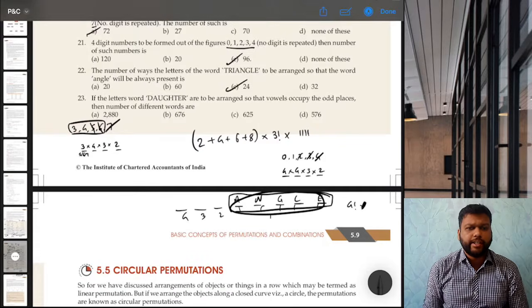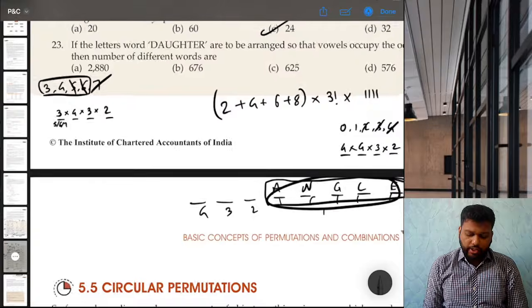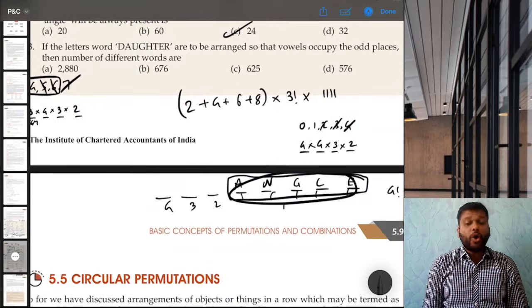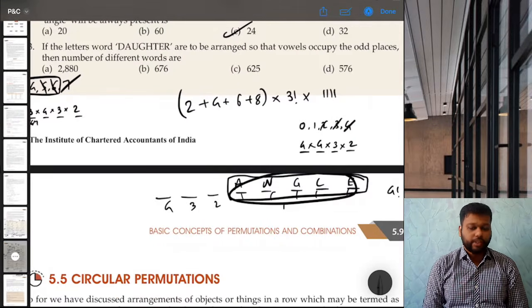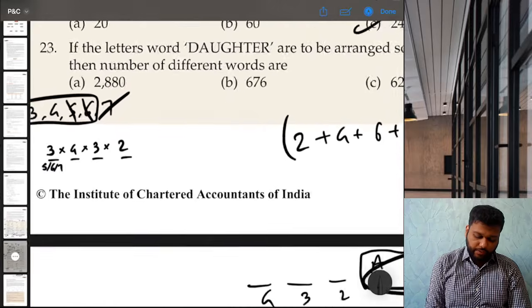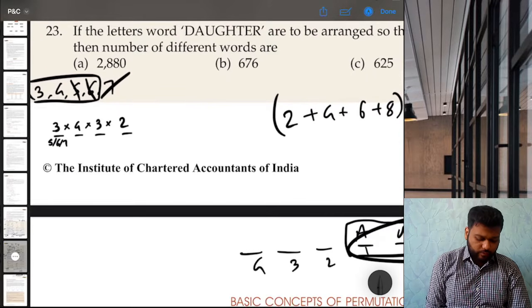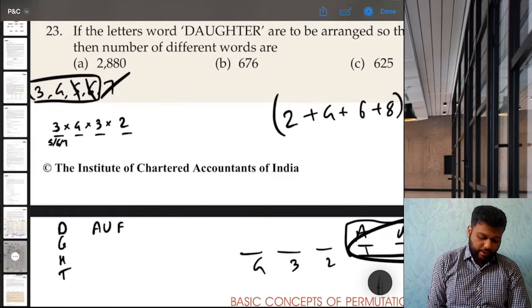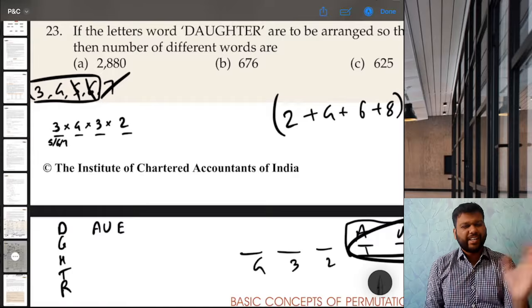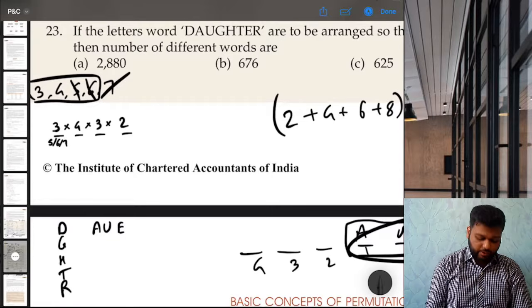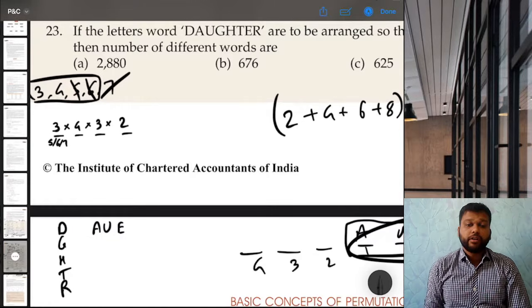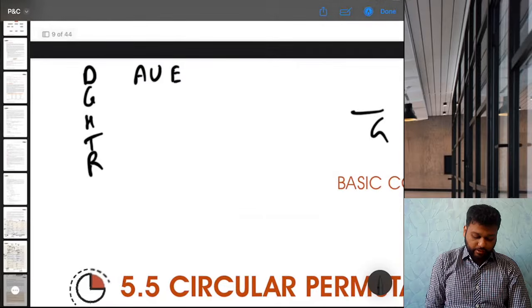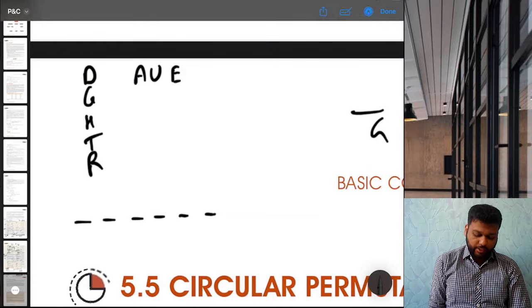Next, last, 23. If the letters of the word daughter are to be arranged so that vowels occupy odd places, then the number of different words is. Okay. So let's first see what the vowels are. D, A, U, G, H, T, E, R. You should always write like this, bifurcate, so that you don't get confused. Okay, fine. So how many letters are there in total? 8. So 1, 2, 3, 4, 5, 6, 7, 8.